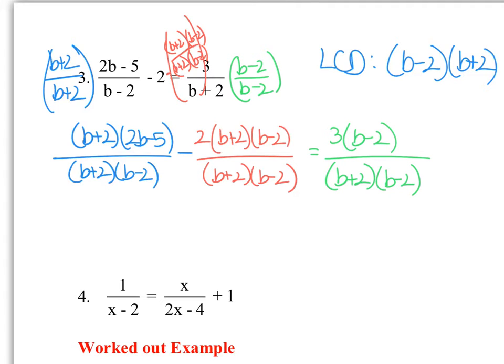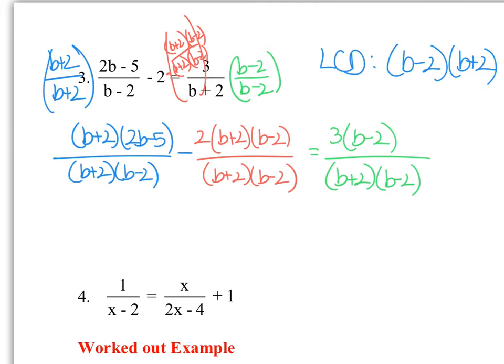plus 2, and I wrote that in blue. For the minus 2, you have to do both, b plus 2 times b minus 2, because it doesn't have a denominator. And then in the last one, you're going to have to do b minus 2 over b minus 2, okay? So at this point, your denominator is the same.